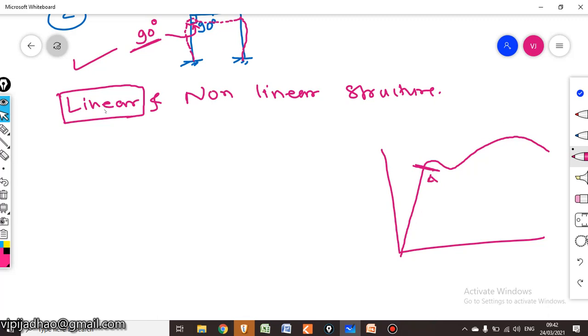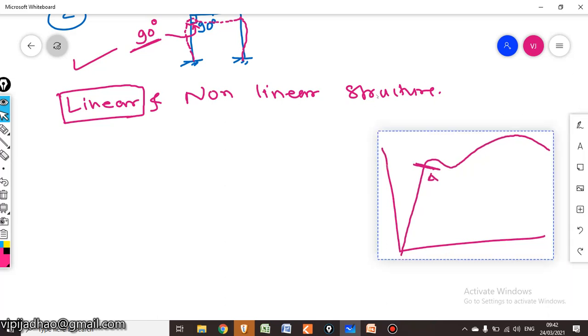And a system will be considered as a non-linear system if the material does not have a linear stress-strain relationship, or the deformation produced due to application of load changes the geometry of that structure to a level which cannot be neglected. Then the structure will be considered as a non-linear structure or non-linear system.